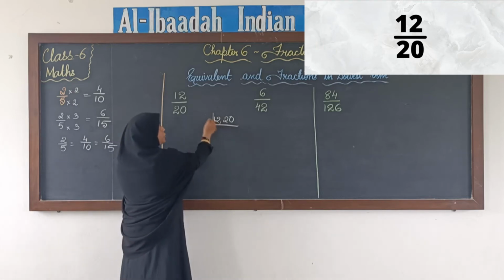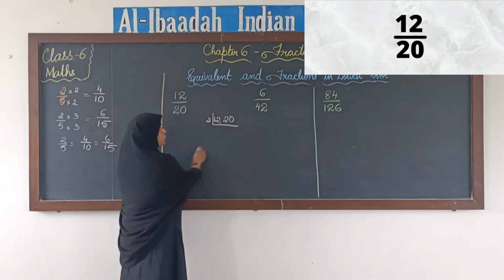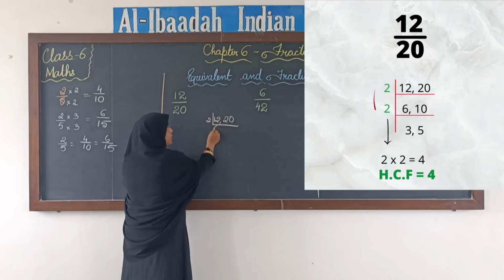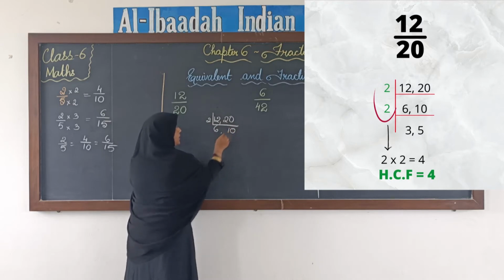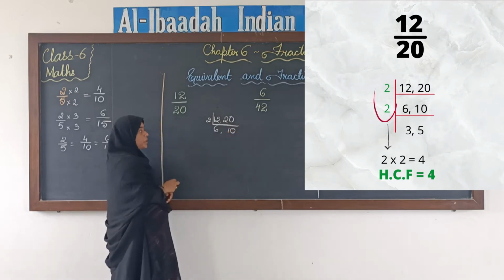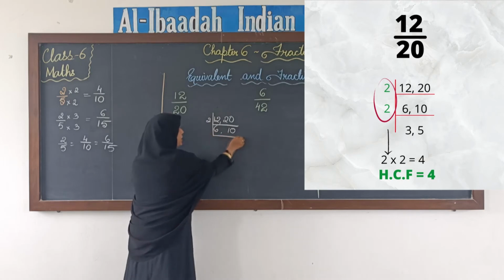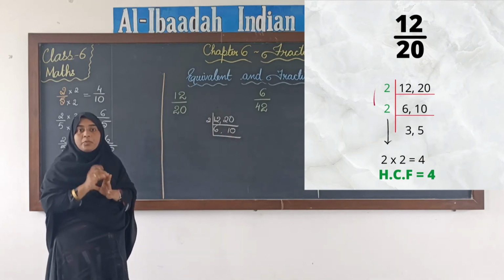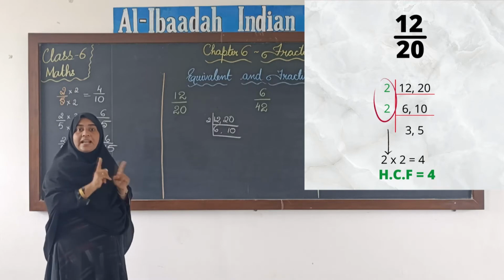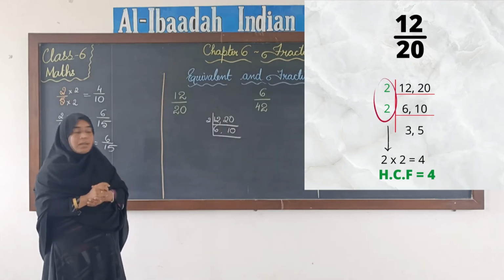So, when we divide 12 by 2, we get 6 as the answer, and when we divide 20 by 2, we get 10 as the answer. Okay. Now, again we have to divide 6 and 10 by a common number, one number which will divide 6 as well as 10.